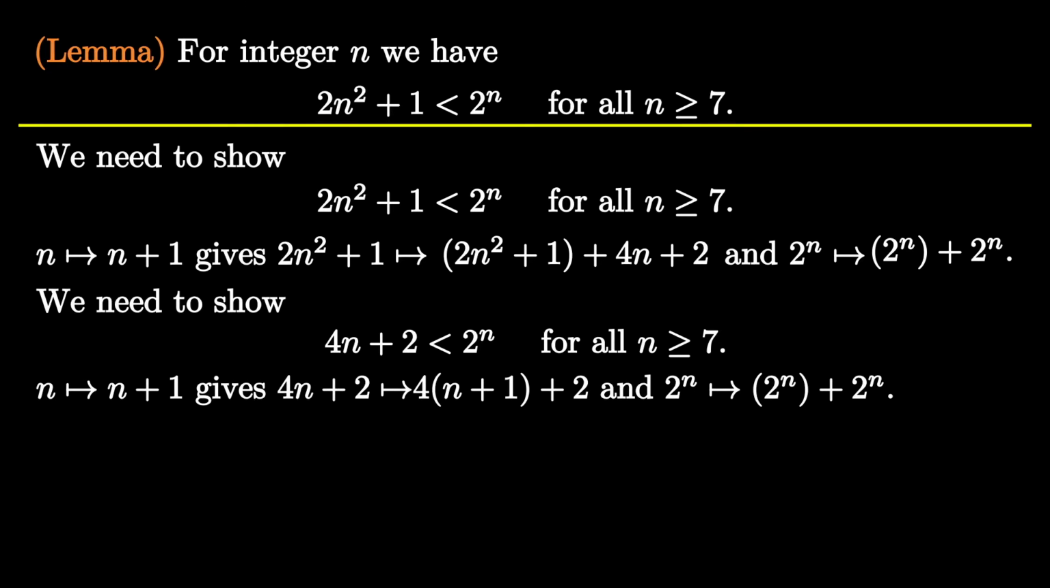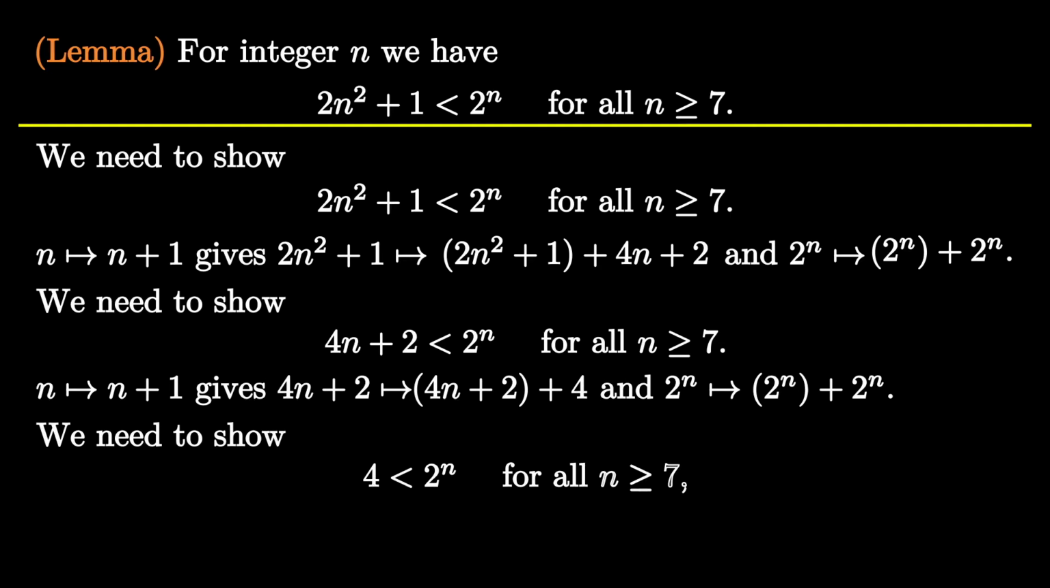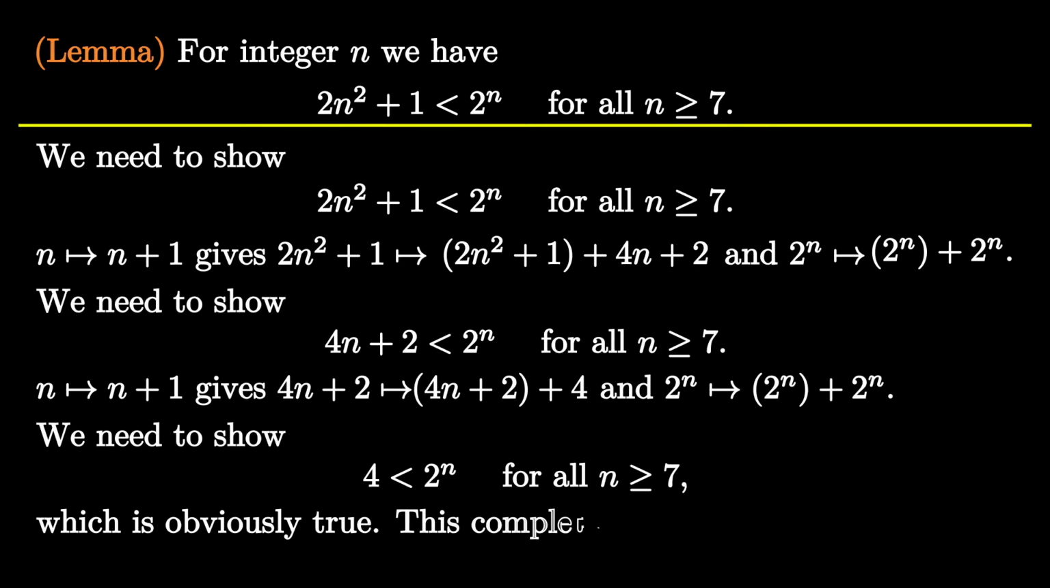For proving this inequality again, we see the increment at both sides when we replace n by n plus 1. The LHS is increased by 4 and the RHS is increased by 2 power n. It means proving 4 less than 2 power n for all n greater than or equal to 7 is sufficient to prove the last inequality and hence to prove the lemma. It is obvious that 4 is less than 2 power n for all n greater than or equal to 7. This proves the lemma.